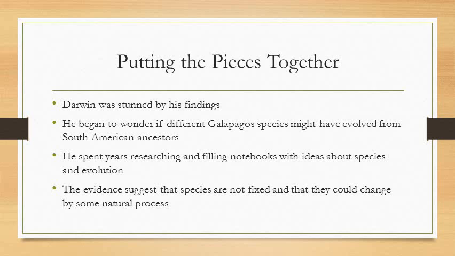And then after making all of these observations, his conclusion was that he thought he had evidence to suggest that species were not fixed. That means they weren't the same as they always were, and that they could actually change, and this was a natural process. It wasn't something that was forced, it just happened. And so that was how he came up with his evolution theory, and then he wrote his book about it.